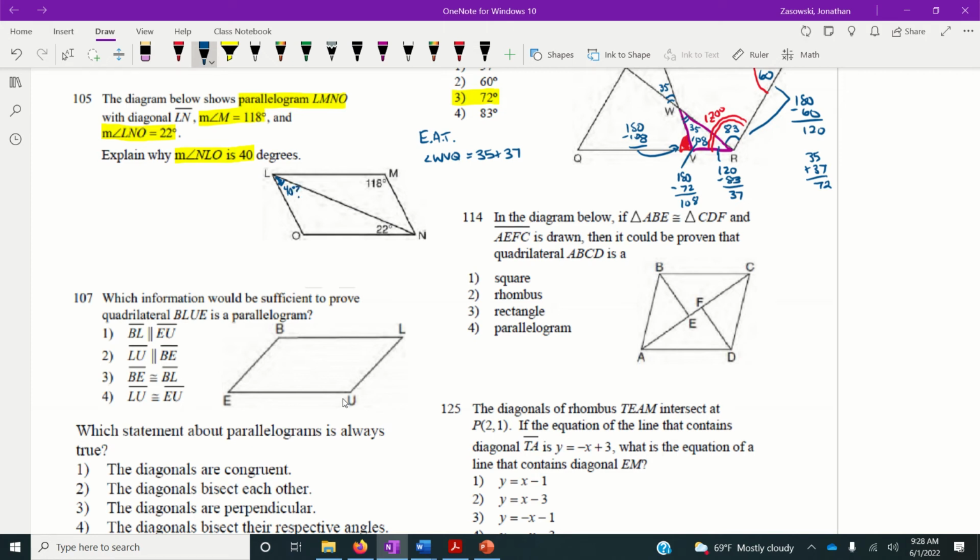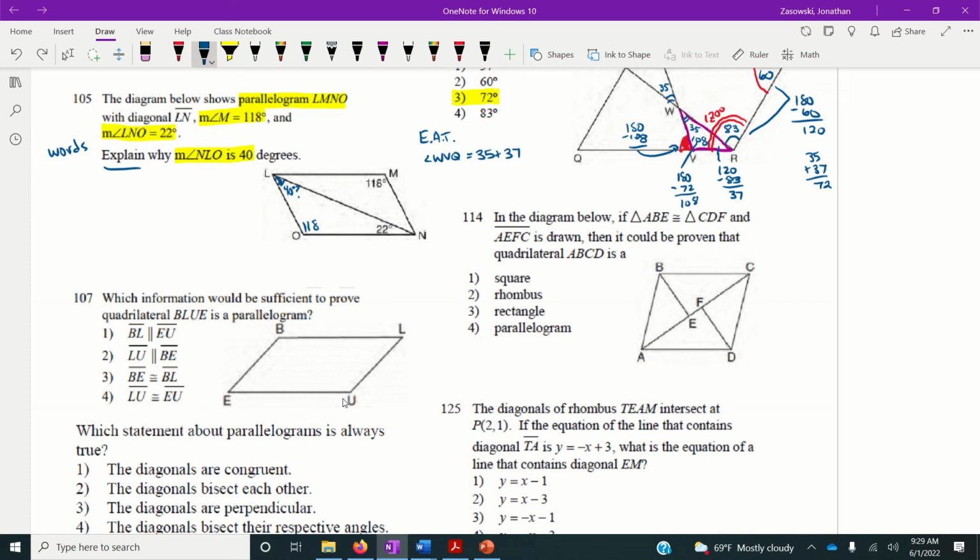All right, so we have 118, we have 22. So there's a couple different things. Number one, when it says explain, that means we need to use words. Okay? So keep in mind, what do we know about this shape? We know that this is part of a triangle, and we also know that the opposite angles are equal. So if we can get this angle to be 118 degrees, then we can use our triangle to figure out that this has to be 40.